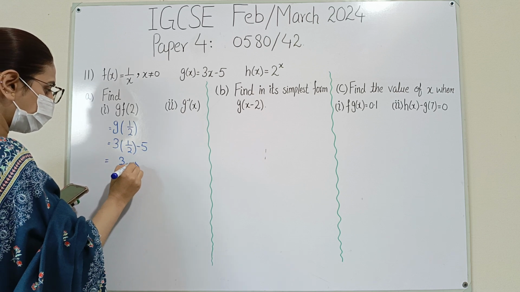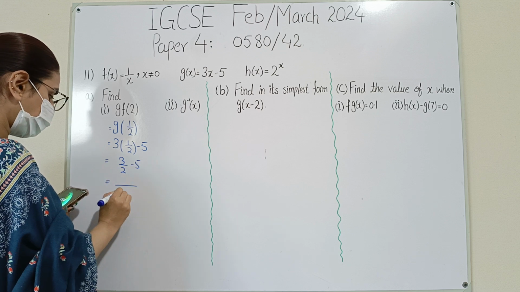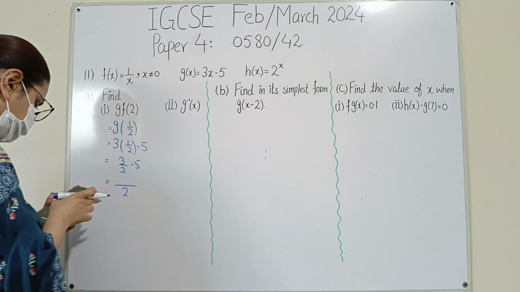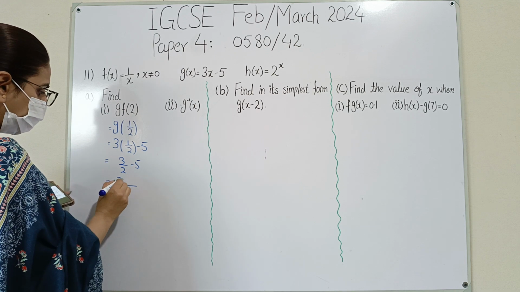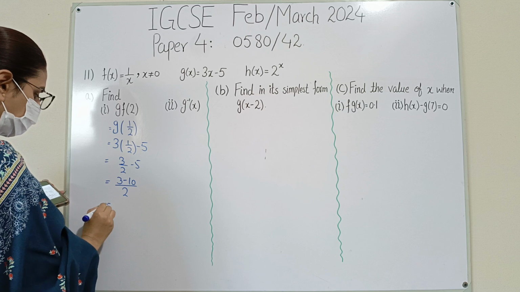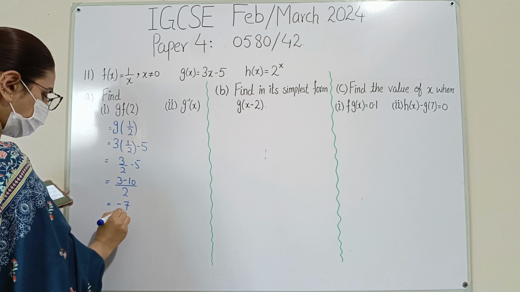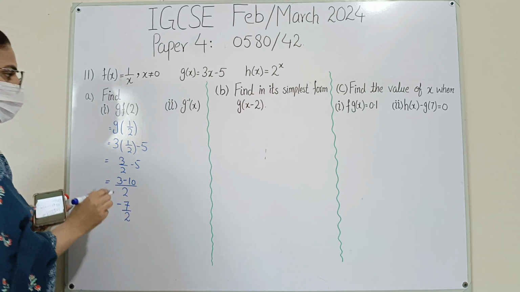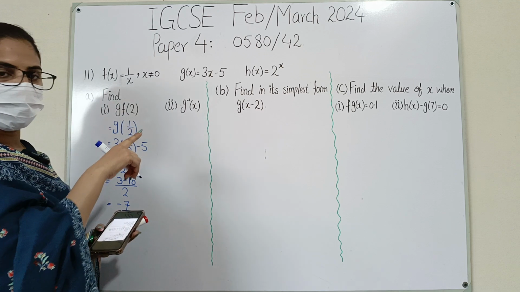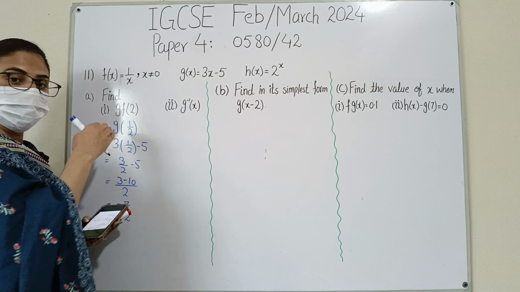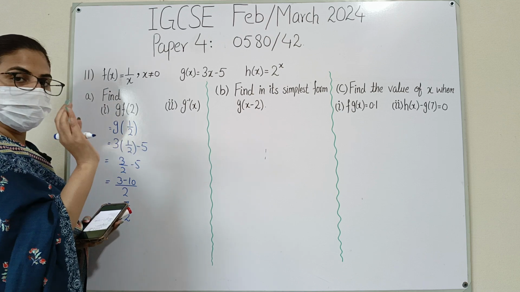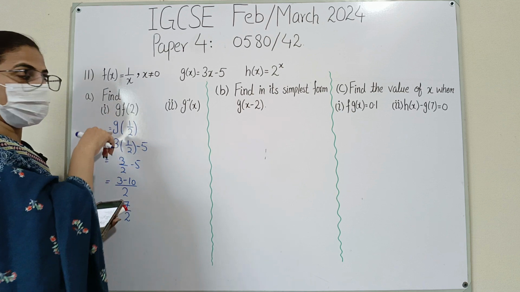In place of x, put 1 by 2 and solve it. 3 by 2 minus 5. Take LCM. It will be 3 minus 10. That will be minus 7 by 2. This is basically a composition of two functions, and after calculating the composition, you have substituted the value 2 in place of x.